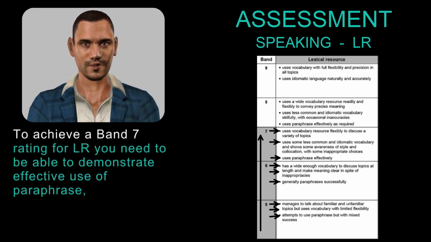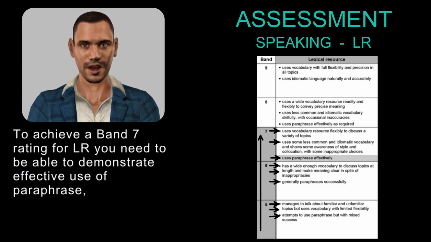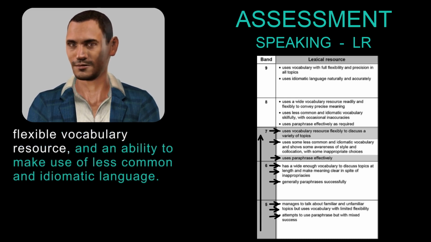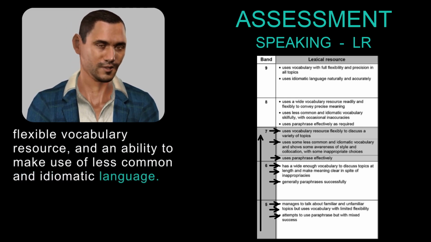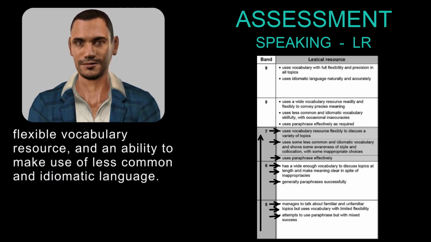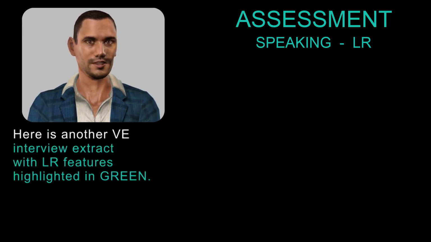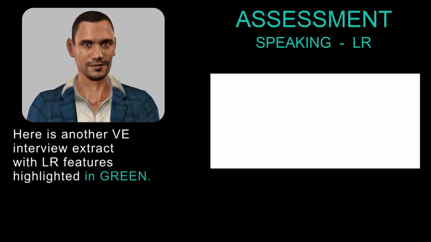To achieve a Band 7 rating for LR, you need to be able to demonstrate effective use of paraphrase, flexible vocabulary resource, and an ability to make use of less common and idiomatic language. Here is another VE interview extract, with LR features highlighted in green.